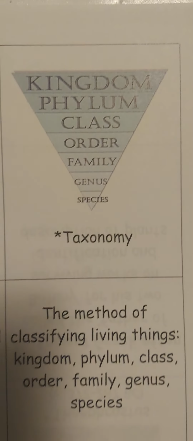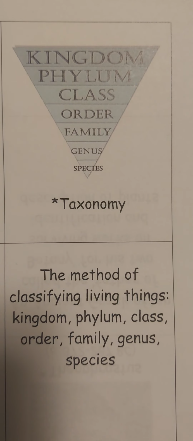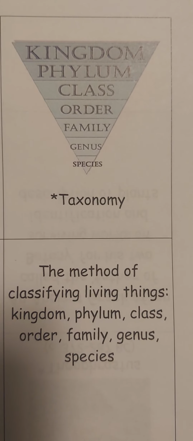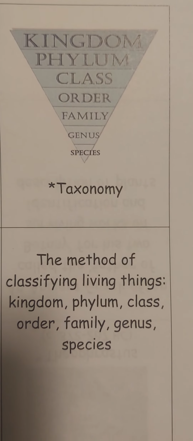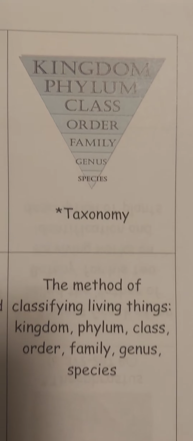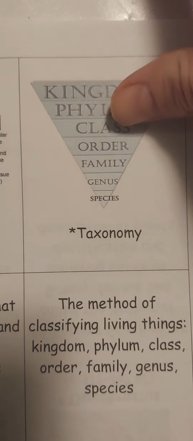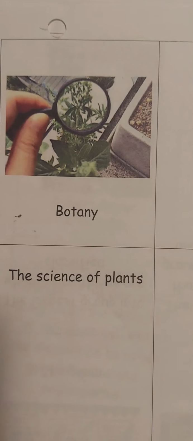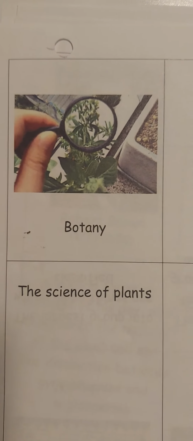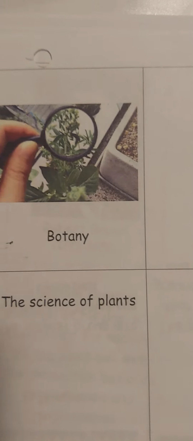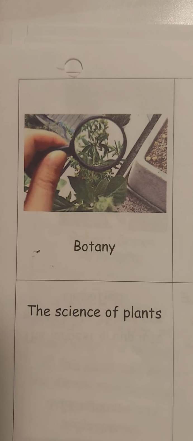Taxonomy, the method of classifying things. Kingdom, phylum, class, order, family, genus, species. Botany, the science of plants. Scientists that study plants are called botanists.